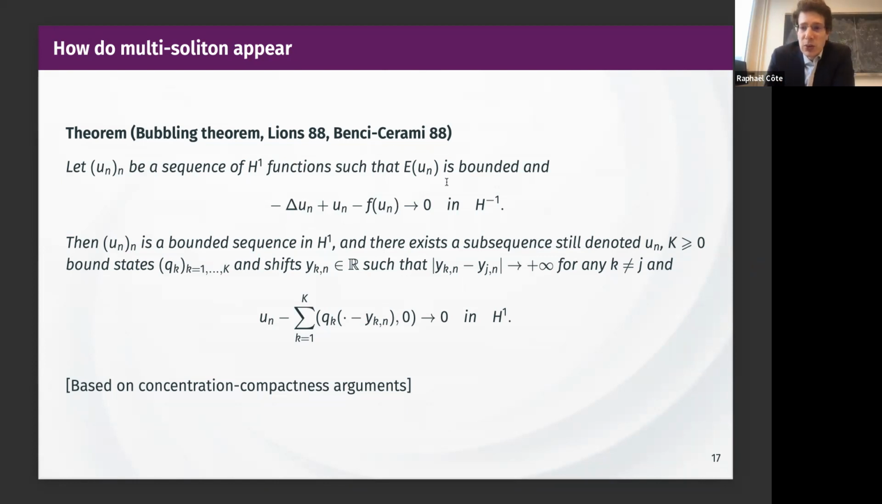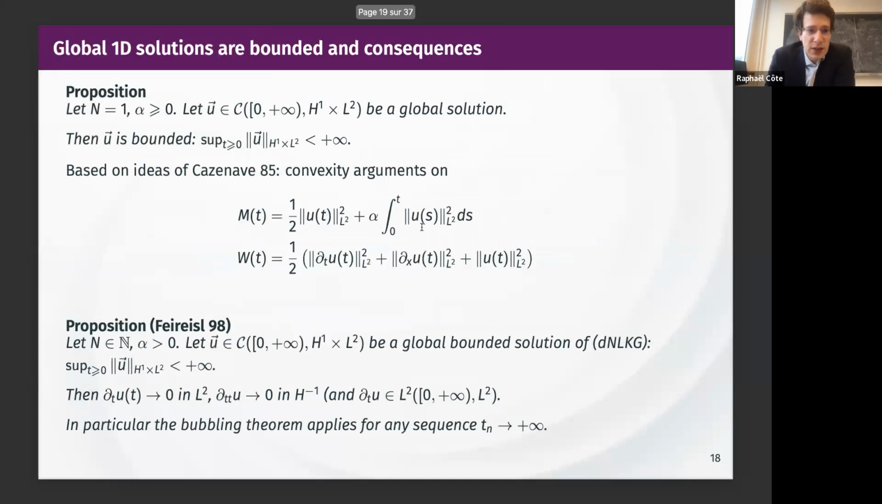Okay, so this is the starting point, but we're not there yet because we don't know that the energy of a global solution is bounded, and we don't know that this occurs even for a sequence of times. So this is the purpose of the two results, which tell you that in dimension one, if you have a global solution, then its energy is bounded, and the H1 cross L2 norm is bounded. It's even better than what you need for the concentration compactness results of the previous slide.